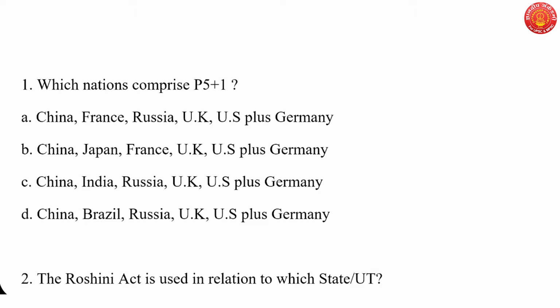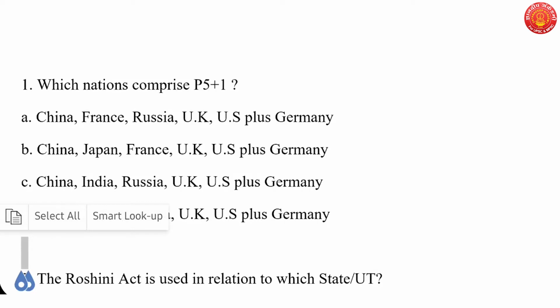We need to know why these countries are in news, why have they been referred to as P5 plus 1, and which is the plus 1 referring to. And let's see some of the reasons. Basically, P5 refers to the United Nations Security Council's 5 permanent members, namely China, France, Russia, United Kingdom, and the United States. The plus 1 refers to Germany.